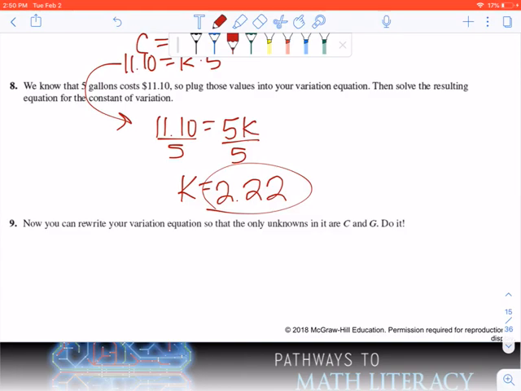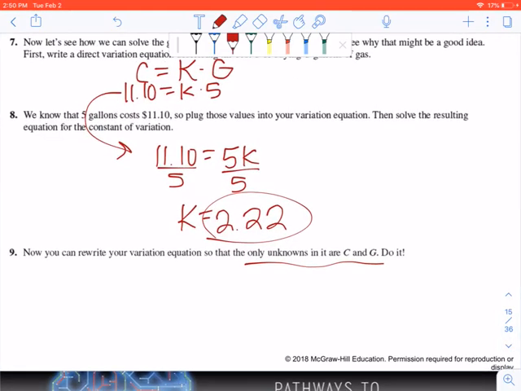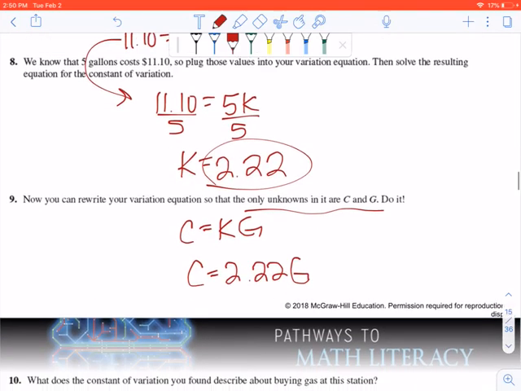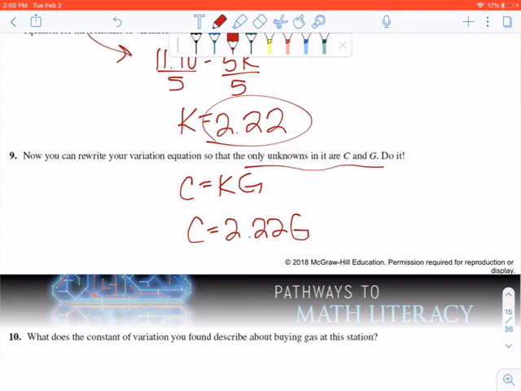So now let's rewrite it where the only unknowns in it are C and G. So before we had C equals KG. We now know K is 2.22, so we'll say C equals 2.22 G. So the cost is equal to 2.22 times the number of gallons.